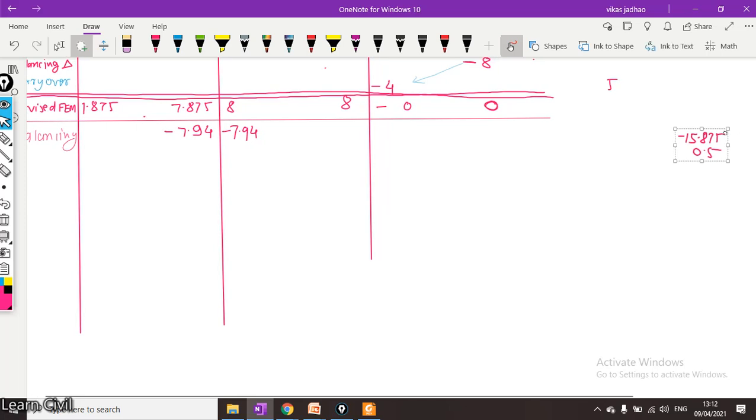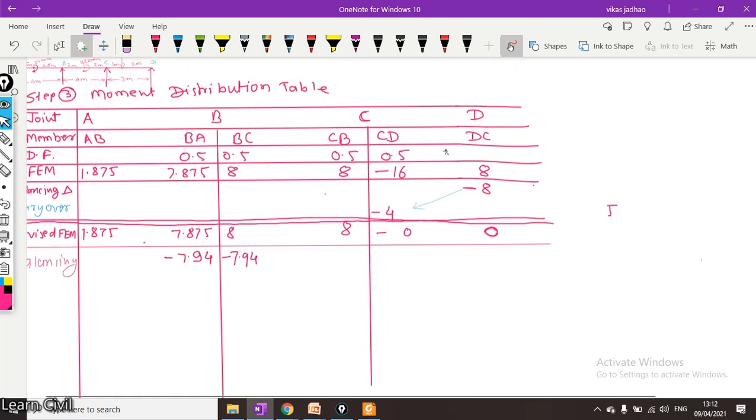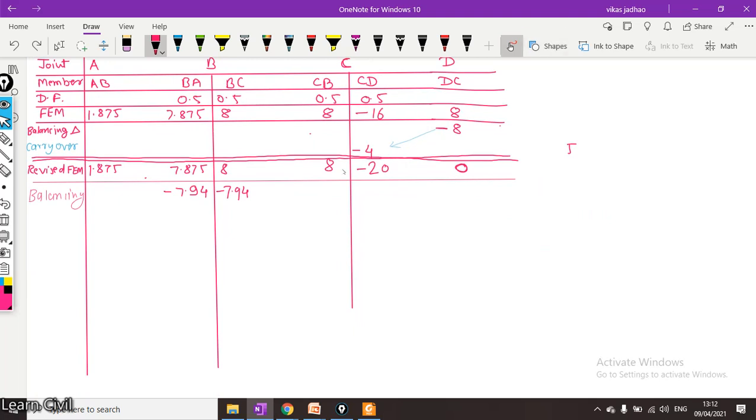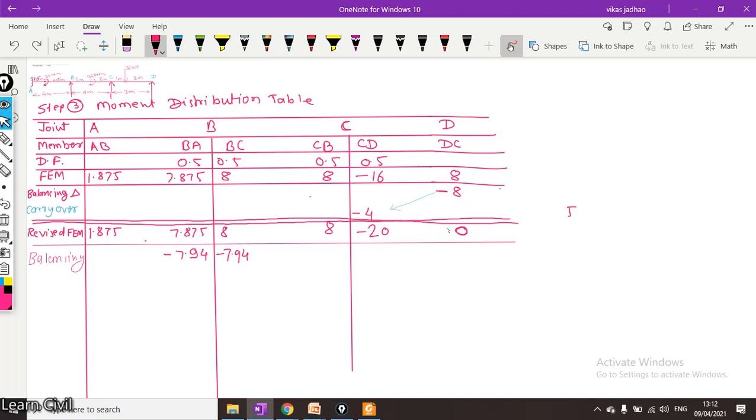Okay. Here this was minus 20. I think this was deleted during some operations. This was minus 20 because minus 16 minus 4 will be minus 20. So here the total unbalancing moment at this joint C will be 8 minus 20, so the total unbalanced moment will be minus 12.